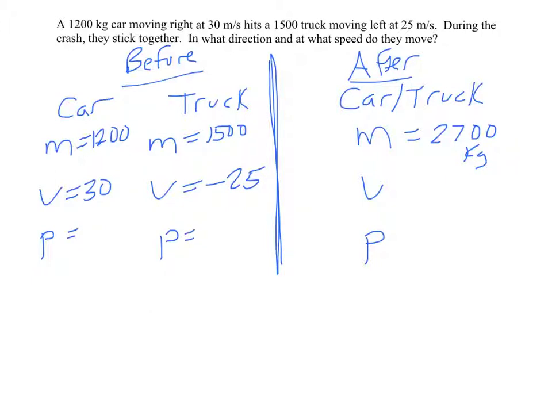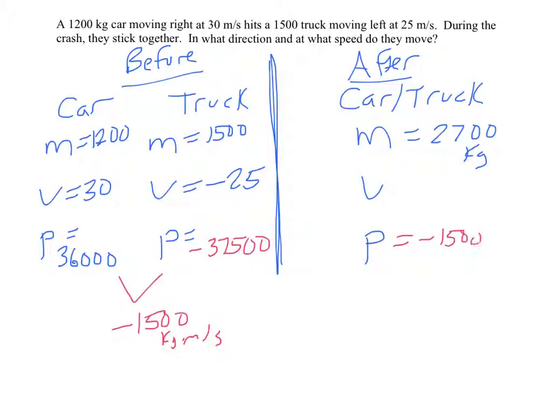So we're going to find their momentums. So the car is 1,200 times 30, or 36,000 kilogram meters per second. And the truck is 1,500 times negative 25, or negative 37,500. So their total momentum together, if we add them up, is negative 1,500 kilogram meters per second. And since there's only one object after the crash, that must have the same momentum, negative 1,500 kilogram meters per second, because we don't have to divide it up amongst two objects.